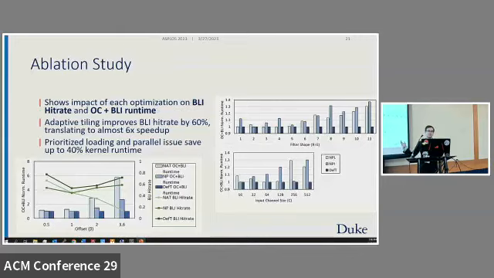And then lastly, there's some ablation study that I don't have time to talk about today, but if you're interested, you can take a look at it for more details in the paper.